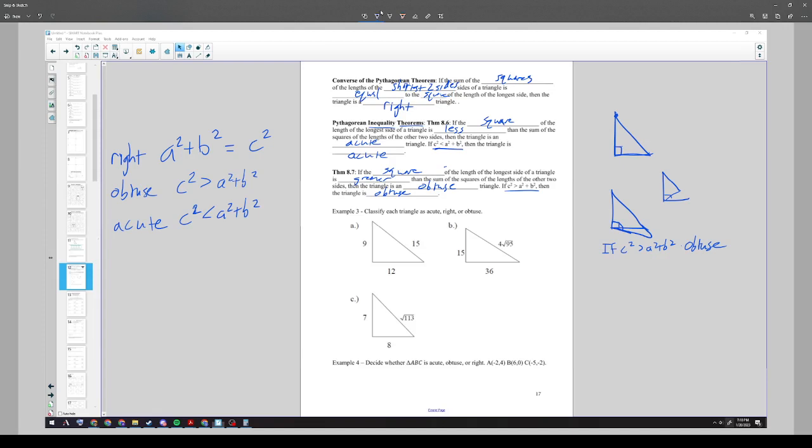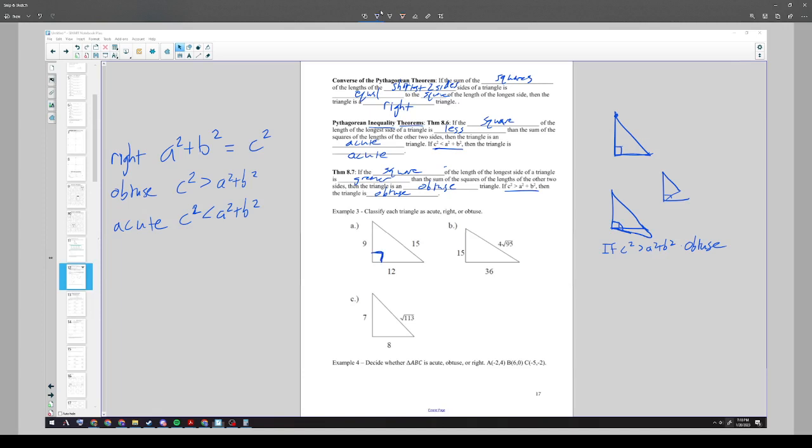Okay, so classify each triangle as acute, right, or obtuse. Well, 9, 12, 15 is a ratio of 3, 4, 5, because that's 3 times 3, 3 times 4, 3 times 5. So this one is a right triangle for sure. It follows our simplest Pythagorean triple.